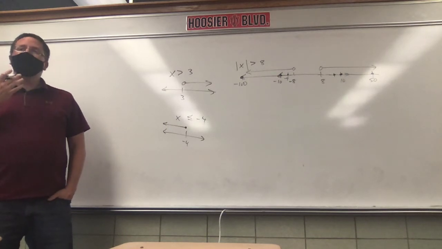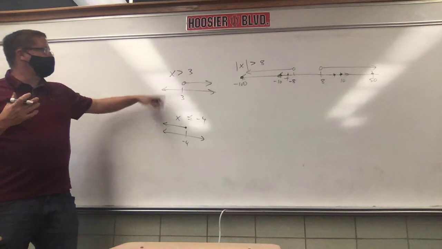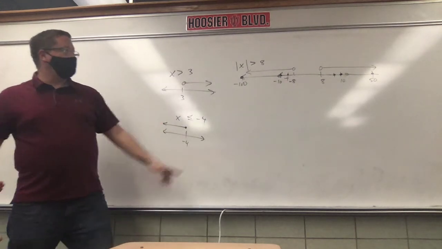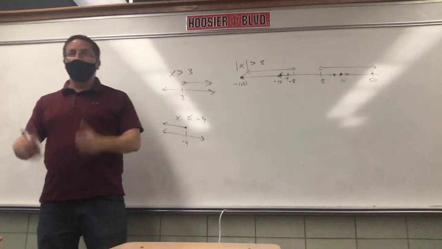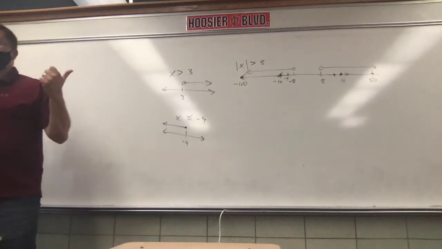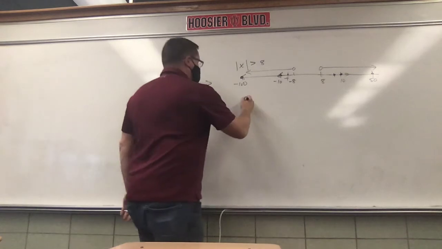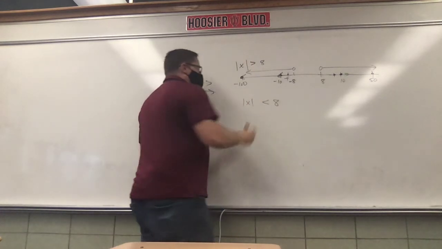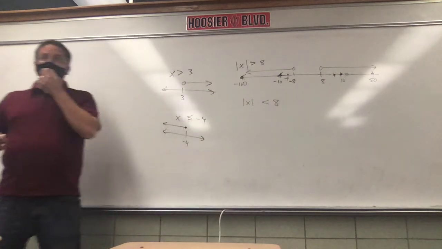Now, what I want you to understand is this. Over here, we said you shade right or left. We did not shade right or left here. When it was bigger than, we shaded out. What if it was this? Let's keep it 8. Okay? It has to be less than 8 away.